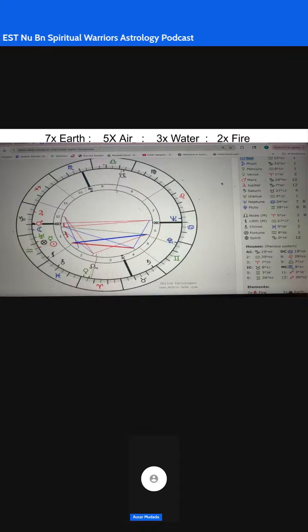Now, let's go to the chart. We know we have Neptune at 24 degrees Cancer, water sign. Now we're going to go to Scorpio and see if there's any planets in Scorpio. And I don't see any planets in Scorpio.